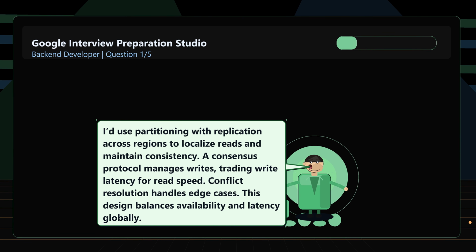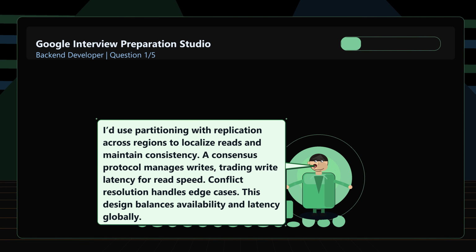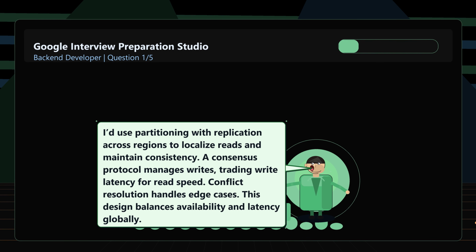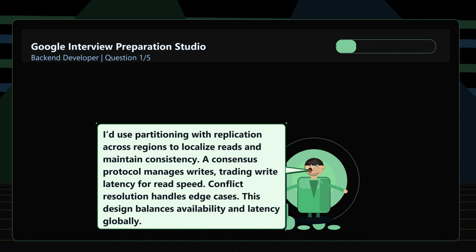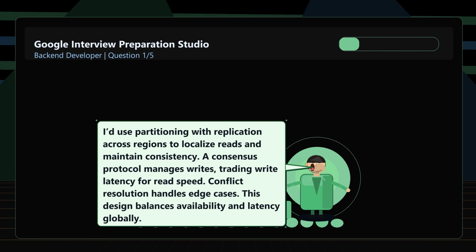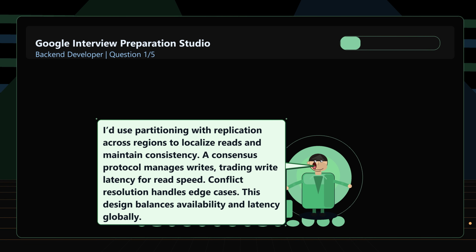Conflict resolution strategies such as vector clocks or last write wins handle edge cases caused by network partitions. This approach ensures read scalability and low latency worldwide while maintaining strong consistency guarantees where necessary.